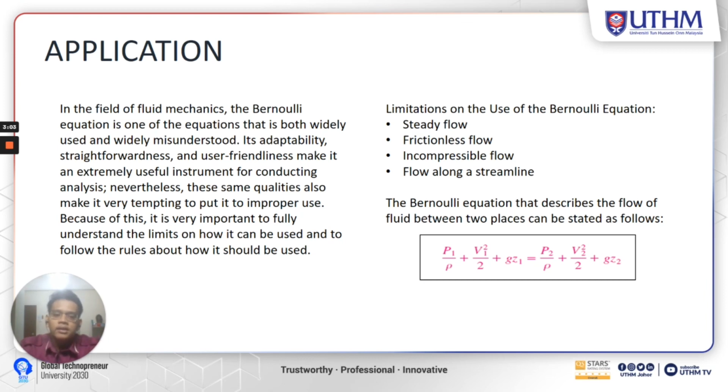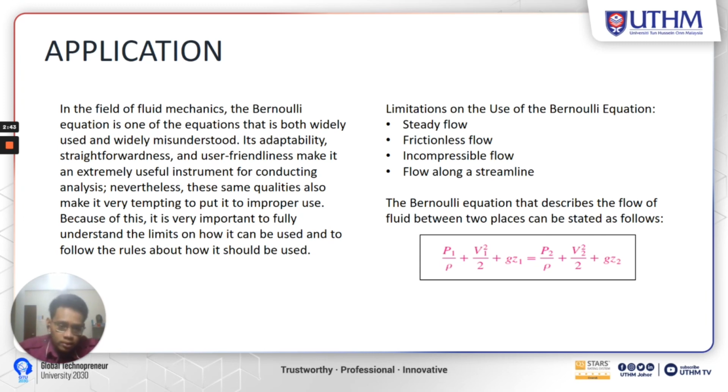This is the limitation of the use of the Bernoulli equation. There are 4 limitations for use of the Bernoulli equation. One is steady flow, frictionless flow, incompressible flow, and lastly is flow along a streamline.